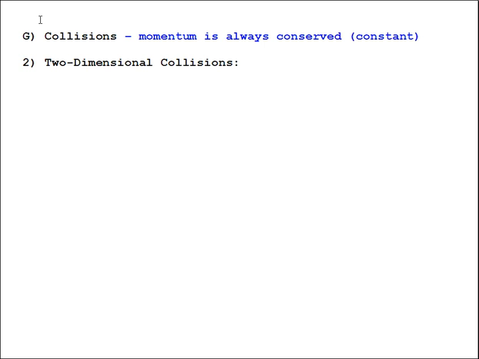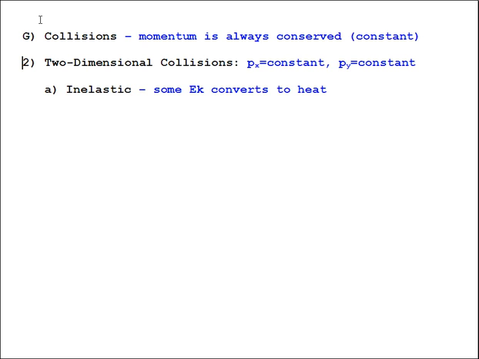Still in section G of your notes, we're going to do part 2, two-dimensional collisions. And here you actually have two things to help you out. Momentum's going to help you twice. It's your best friend, and now it comes as a pair. You've got momentum in the x direction and momentum in the y direction being constant. So we're going to try a few examples out so you can see exactly how that works.